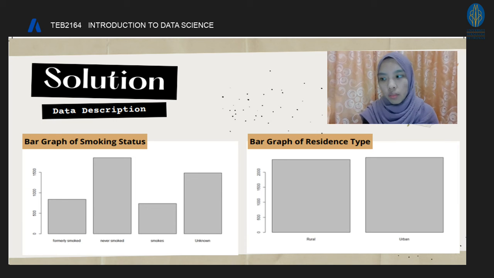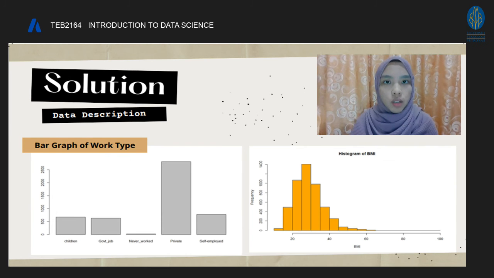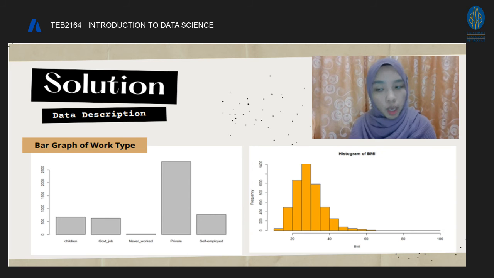We can see at this graph that almost all the people who get strokes never smoke. And the next graph is the bar graph of resident type, where we can see that the people who get stroke mostly live in urban places. Next is the bar graph of work type. We predict that the people who might get this stroke usually work in the private sector.